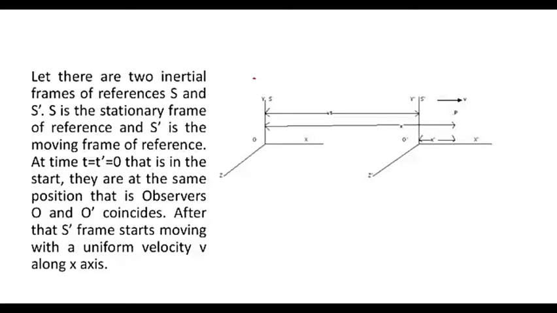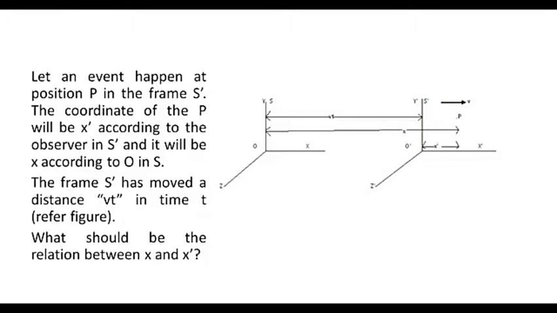S is the stationary frame of reference. S dash is the moving frame of reference. Now at time t equal to t dash equal to 0, that is, in the start, they are at the same position, that is, observers O and O dash coincide. After that, S dash starts moving with a uniform velocity v along the x-axis.